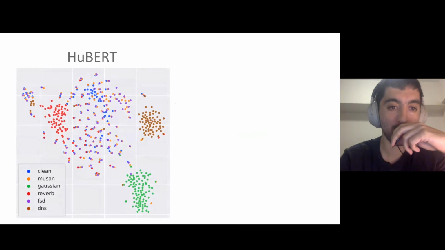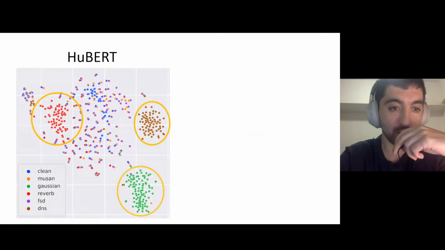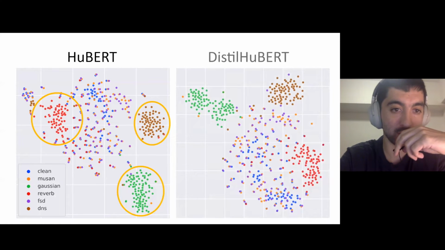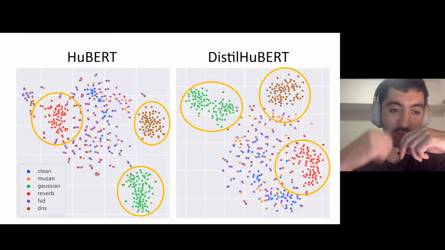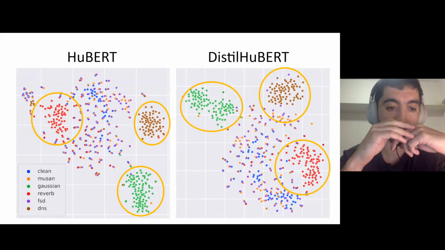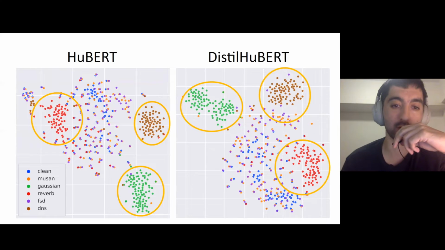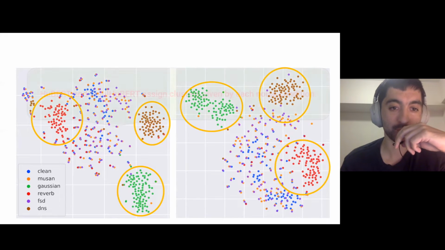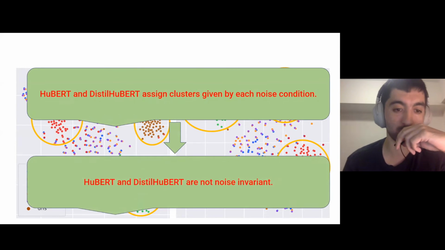Here we can see the visualization for the original HuBERT model. There are clear cluster assignments for HuBERT, and similarly for DistilHuBERT. As we can see in the figure, there is a cluster assignment for Gaussian noise, Deep Noise Suppression Challenge noise, and also reverberation. So this figure is telling us that these models are indeed not robust, because they are assigning clusters for each of the distortions. Because there is a cluster assignment for each of the noise conditions, we can conclude that HuBERT and DistilHuBERT are not noise invariant.